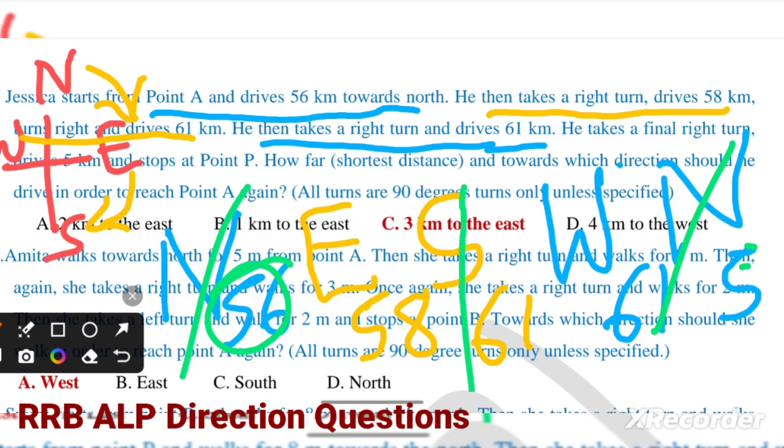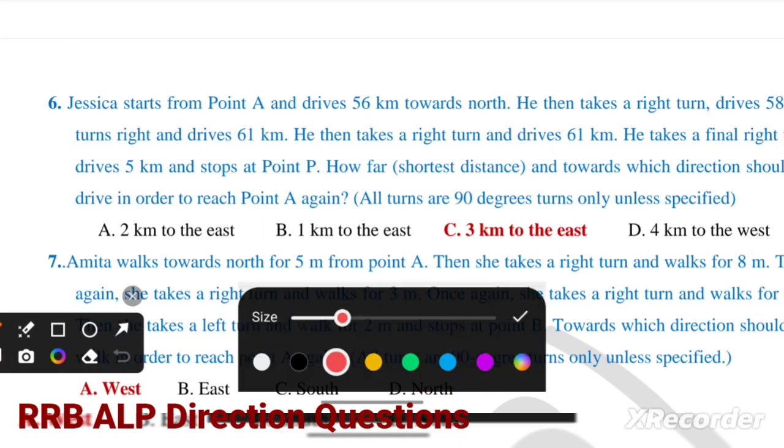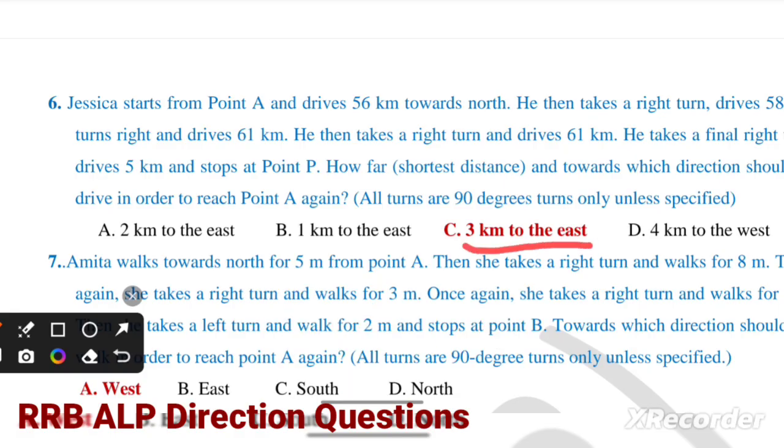So what is left is east and west. That too, how much is there here? 58 and 61. Okay. So 58 minus 61, which is the bigger one? West is the bigger one. So what is the answer here? 61 minus 58 means 3. So 3 km to the west. So that is the answer.